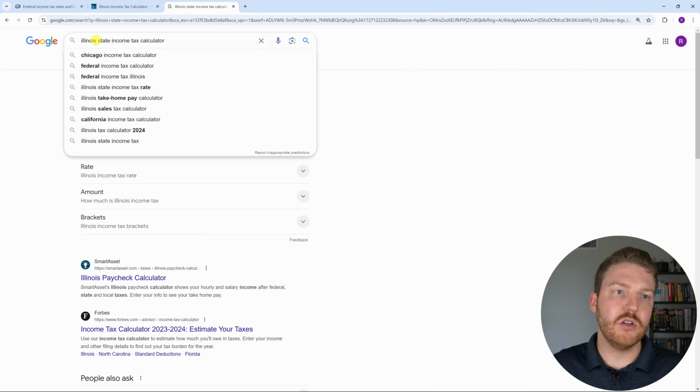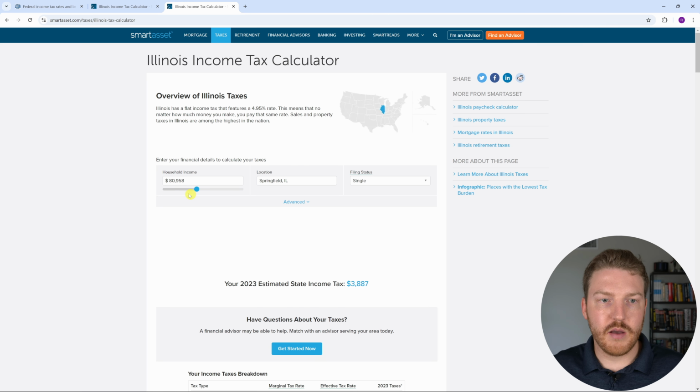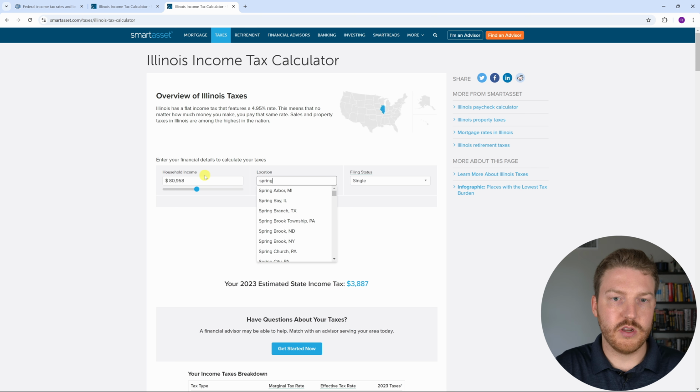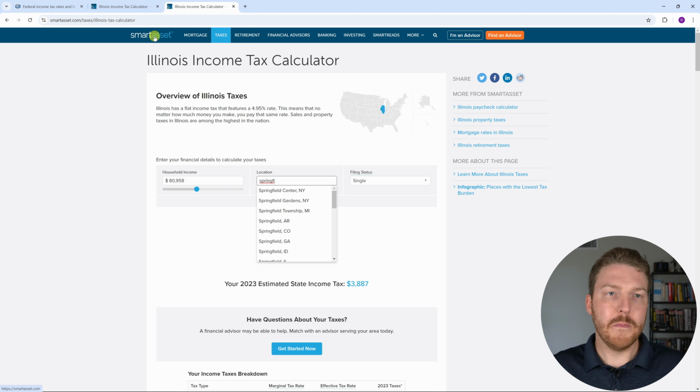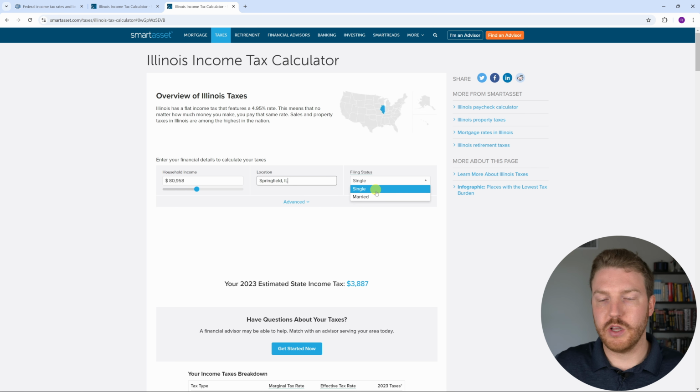Then we can go to Google and put in whatever our state is. So I'm typing in Illinois State Income Tax Calculator. And then I'm going to put in that $80,958. I'll just type my location in here. So this SmartAsset, I've tested it for a number of different states, and it has a different calculator for pretty much all the states that I saw. So we're going to grab Springfield, Illinois. We're going to click whether we're single or married, and then it'll give us a value.